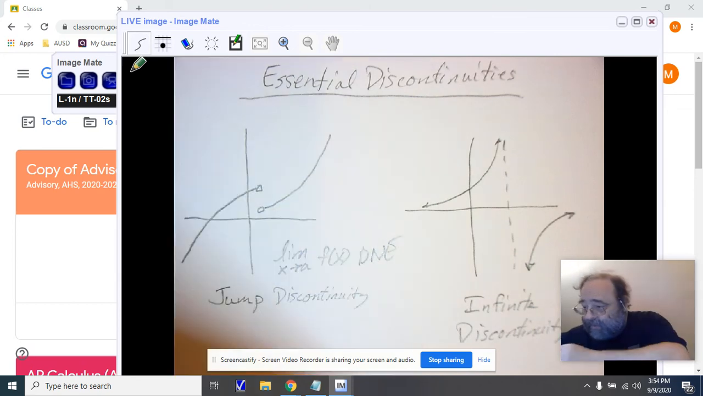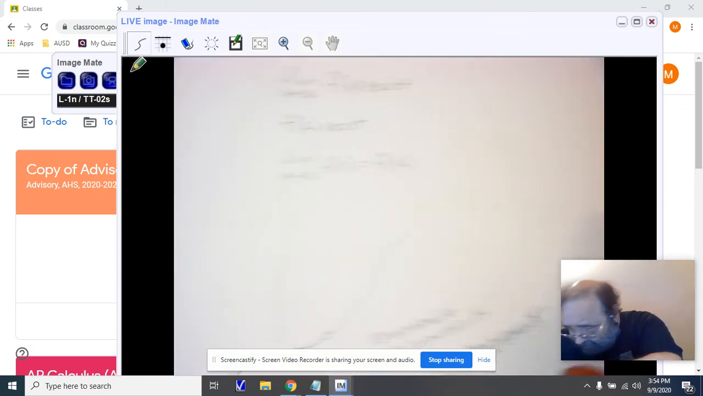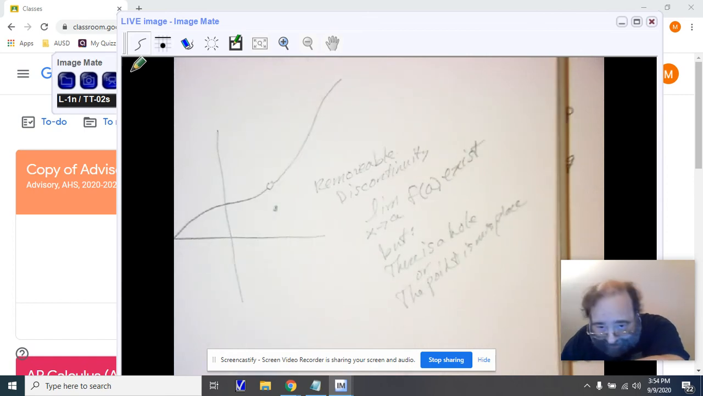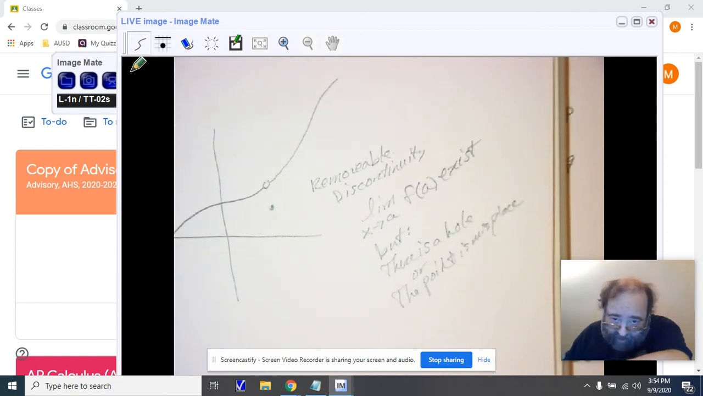Removable discontinuities, therefore, are that much more special. And that's because their limit does exist. The limit exists, but there's a hole where the point is misplaced.